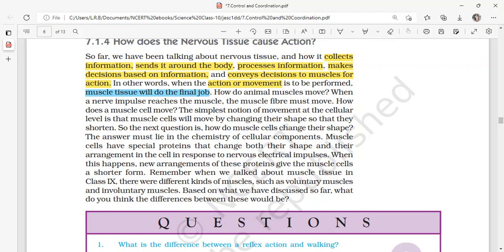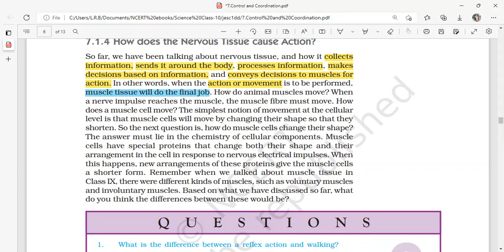How do animal muscles move? When a nerve impulse reaches the muscle fiber, it must move. How does a muscle cell move? The simplest notion of movement at the cellular level is that muscle cells will move by changing their shape so that they shorten.